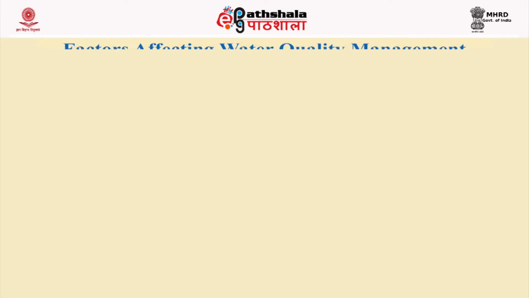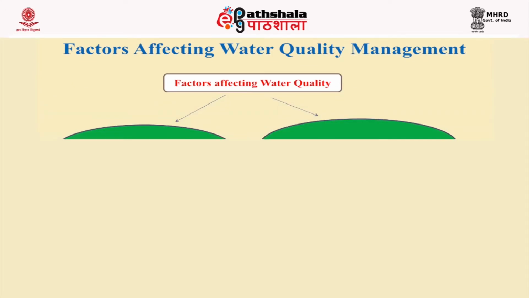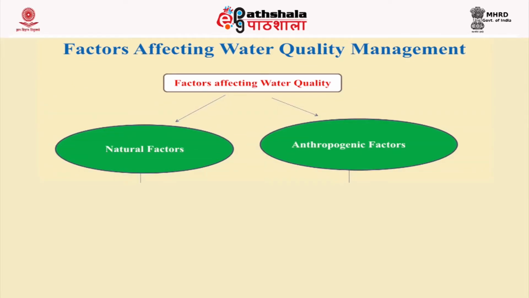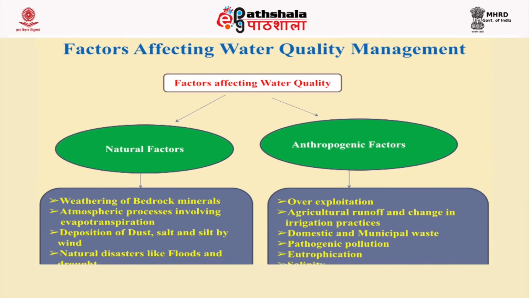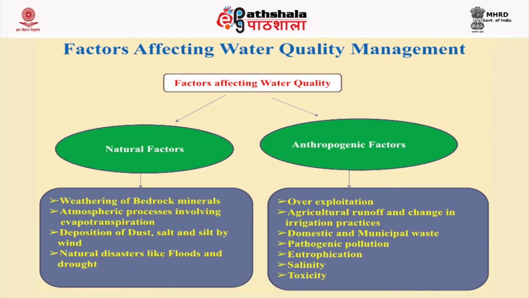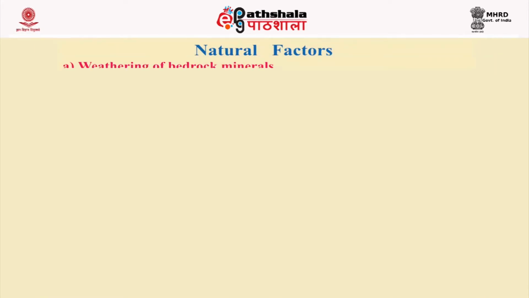Now, what are the different factors that can affect water quality management? So, the factors can be classified as natural and anthropogenic factors. Natural factors include weathering of bedrock minerals, atmospheric processes involving evapotranspiration, deposition of dust, silt, salt by wind, natural disasters like floods and drought. Whereas anthropogenic factors include overexploitation, agricultural runoff and change in irrigation practices, domestic and municipal waste, pathogenic pollution, eutrophication, salinity and toxicity.